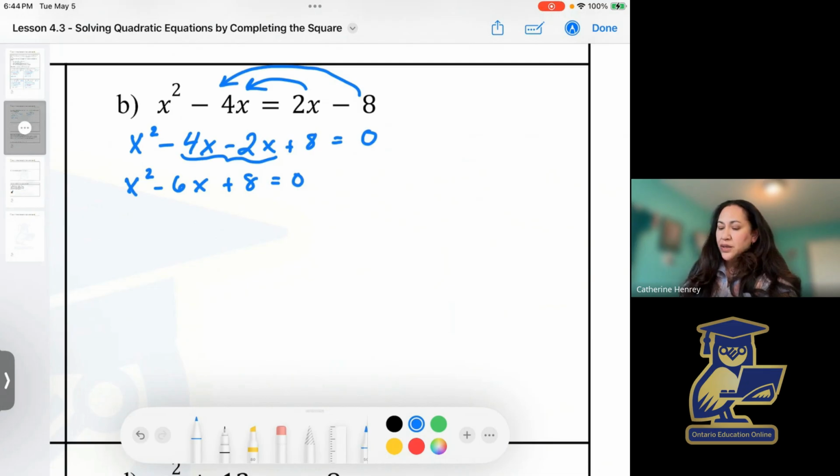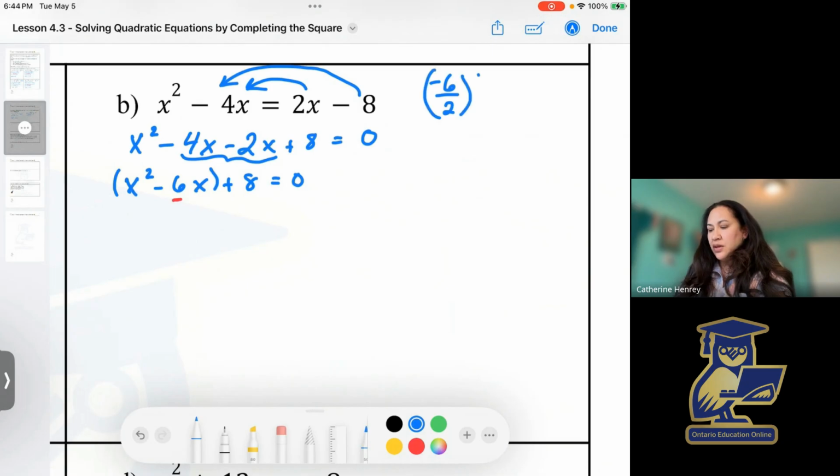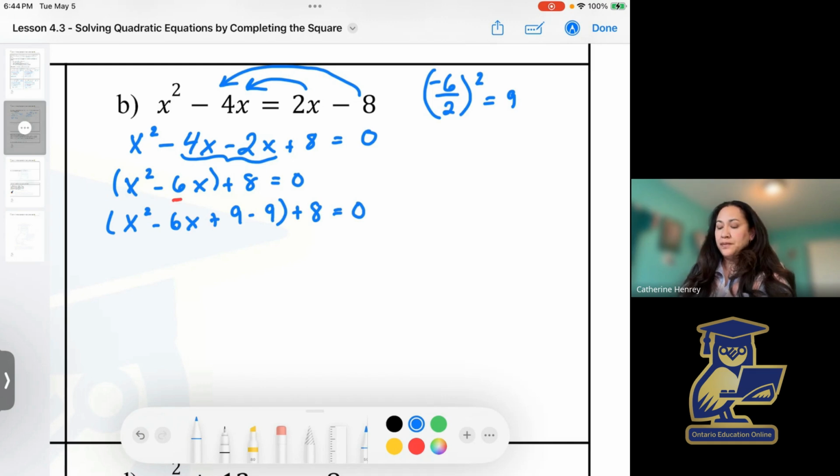So remember how we complete the square is we are going to group the first two terms. We're going to take a look at the coefficient of the x term, in which case it's negative 6. I'm going to take that negative 6, divide it by 2, and I'm going to square it. And that's going to give me 9. I go back and I'm going to add 9 and subtract 9. So x squared minus 6x plus 9 minus 9 plus 8 on the outside of the bracket is equal to 0. We have to move one of those terms outside the bracket.